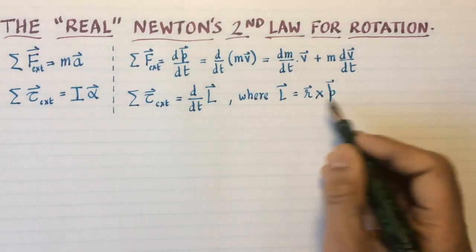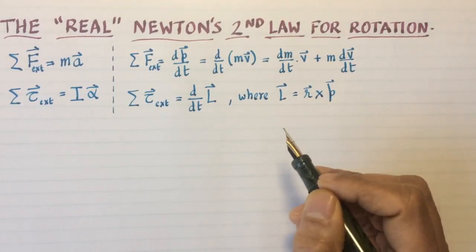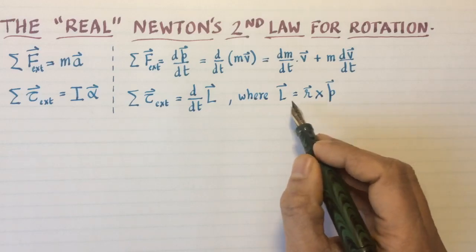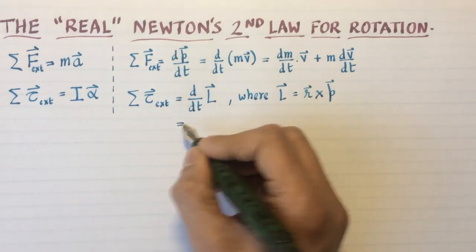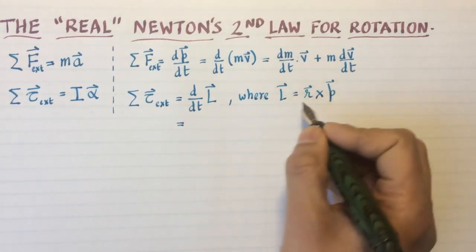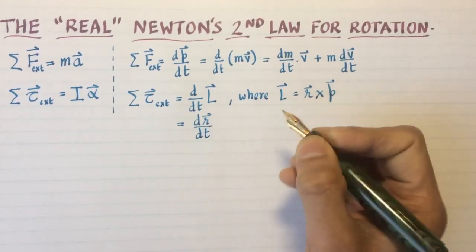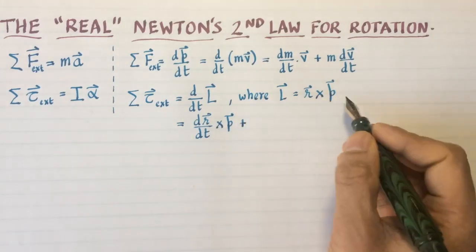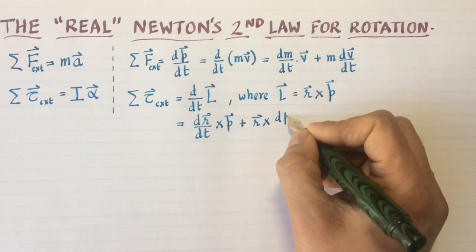Let's just try to make sense of this one, to see if this actually gives us something like what you expect. So if I put L here, r cross p, let me see what I get. I'm going to get d by dt of r cross p, so I'm going to get dr by dt cross p, and then I'm going to differentiate the other term, which is p, so that's going to be r cross dp by dt.